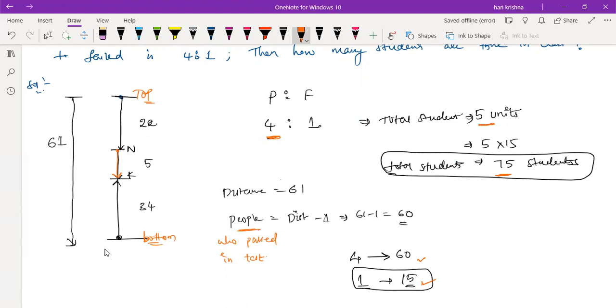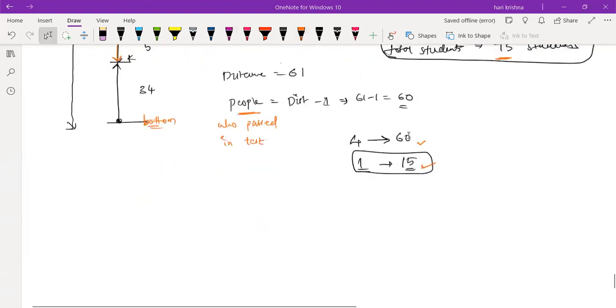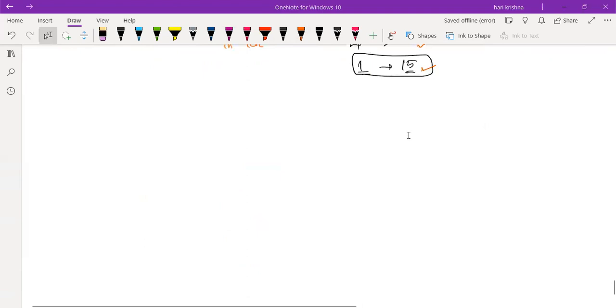Is it clear now? Yogesh and Tushar. So next question.